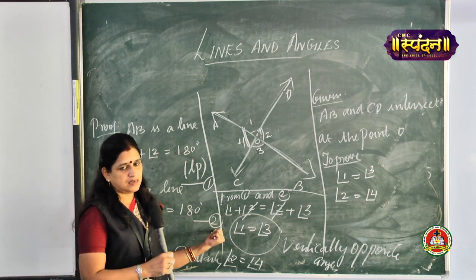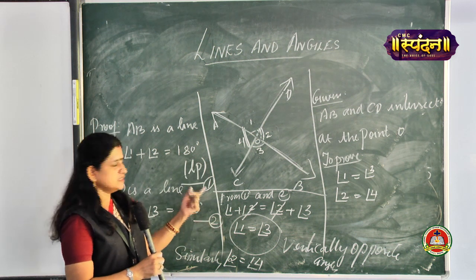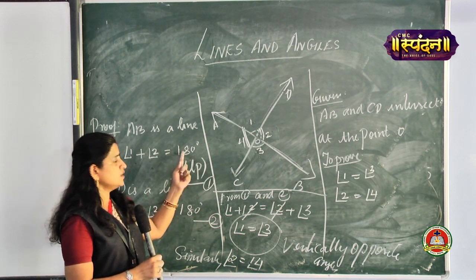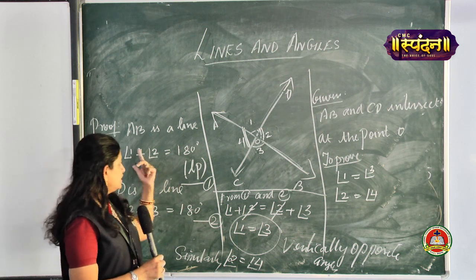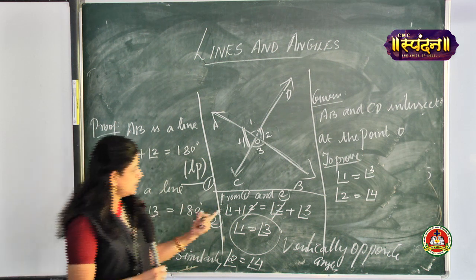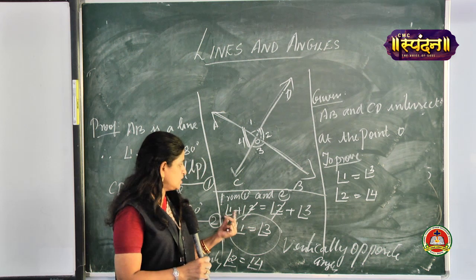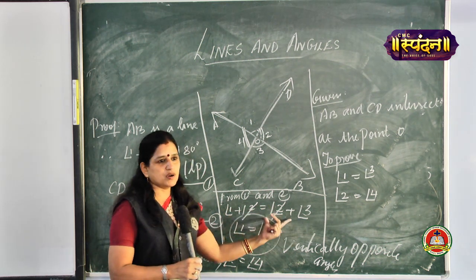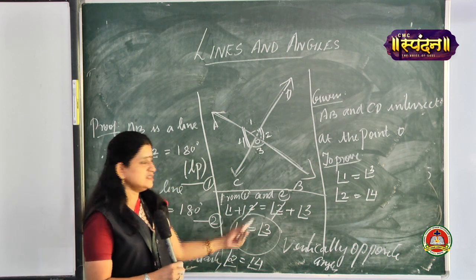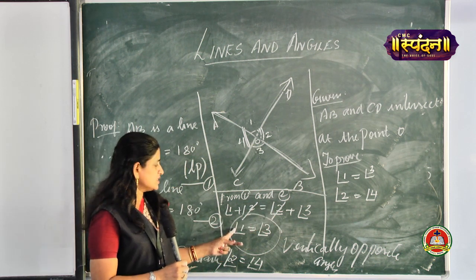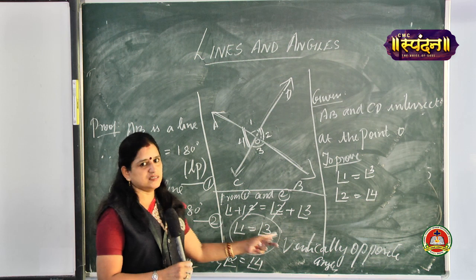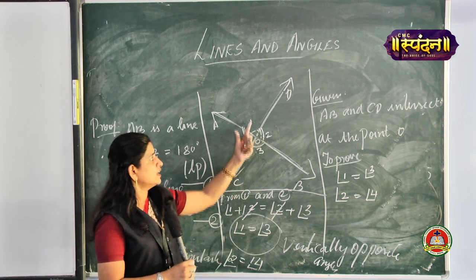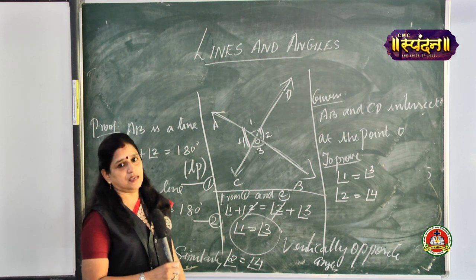Same reason, linear pair. While comparing these two equations, I see I have 180 degrees on the right hand side. So, I can equate the left hand side also. Equating the left hand side, I get 1 plus 2 is equal to 2 plus 3. 2 is common on both sides, so I can cut these two angles. Whatever is left out is angle 1 is equal to angle 3. Thus, we have proved that vertically opposite angles are equal.